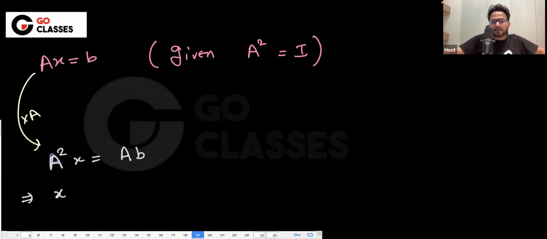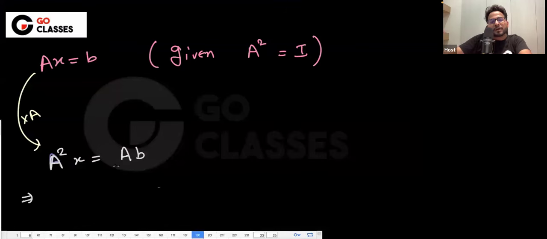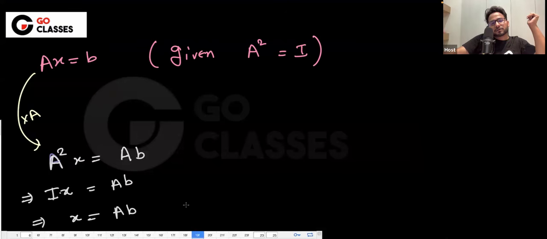Even if they have not given it, I is always the identity matrix, unless they write something else. So you multiply by A on both sides, and it will be A square x equal to AB. A square is I, so it will be I into x equal to AB. So x equal to AB, right? Basically, you just got your x, which is AB.